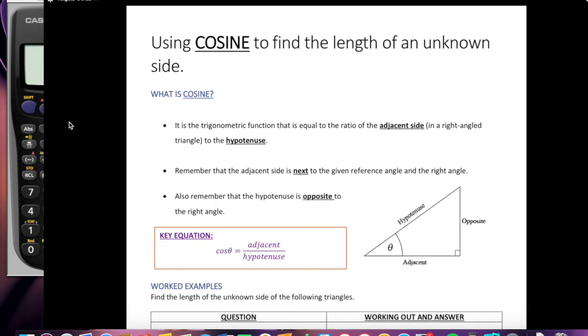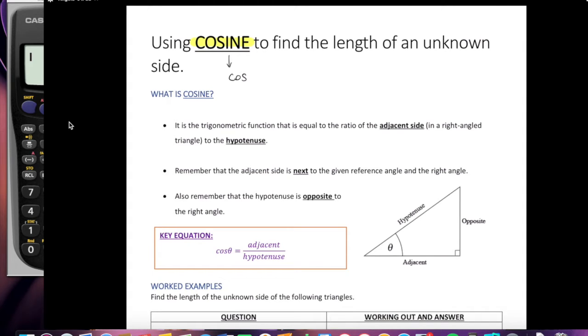So in this video, we're going to be using cosine to find the length of an unknown side. Just in case you're not familiar with what cosine is, we commonly refer to it as cos, and I will be using the two terms interchangeably throughout this video. So if you hear me saying cosine, I'm referring to cos, or if you hear me saying cos, it means I'm referring to cosine. They're exactly the same thing.